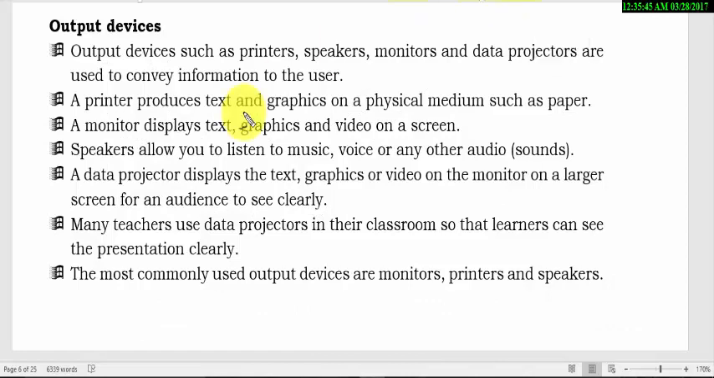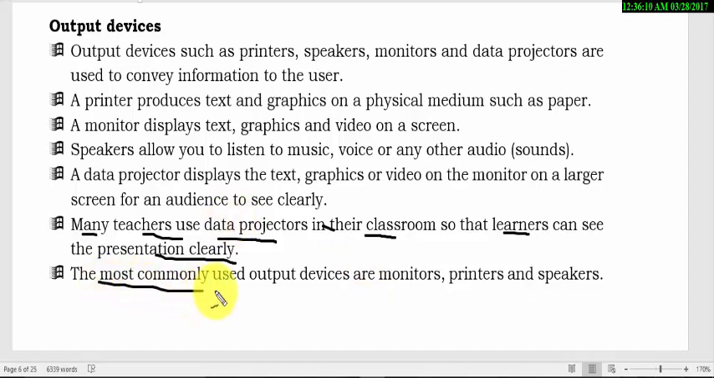What we are saying is that many teachers use data projectors. For example, Dr. Murimbi, the one talking to you, I usually use a projector in my class so that learners can see the presentation clearly. Like I'm explaining here, we are using a projector for you to understand well. Or maybe if you are at home, you may be seeing a data projector.